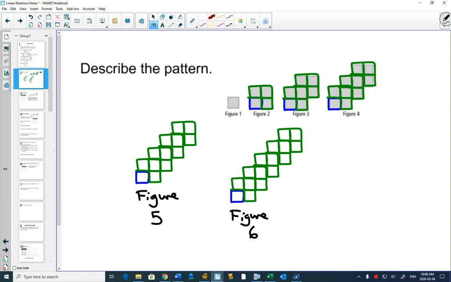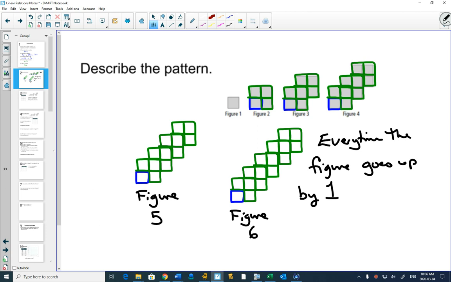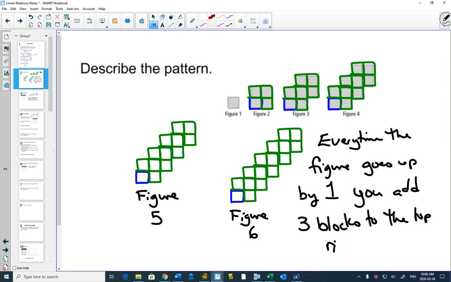So how do we describe what happens? Every time the figure changes, it goes up by 1, right? Figure 3, figure 4. Every time the figure goes up by 1, what happens? It gets longer. But how? By 3 blocks. You add 3 blocks. Where? All right. You add 3 blocks to the top right.